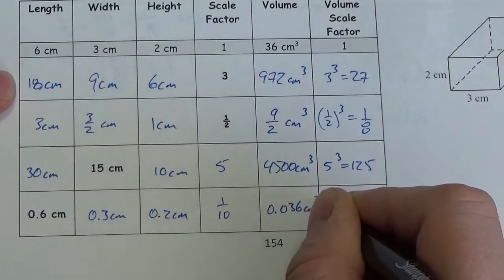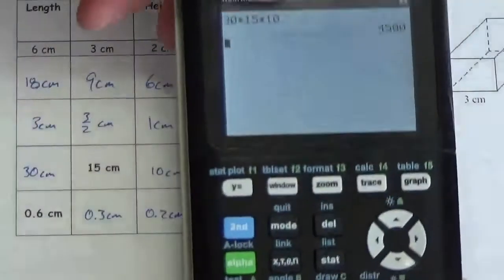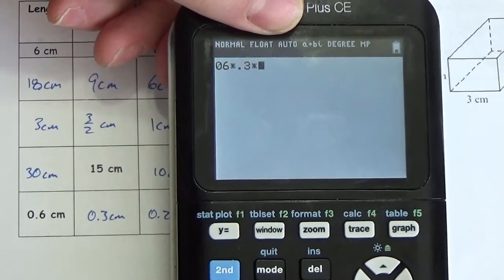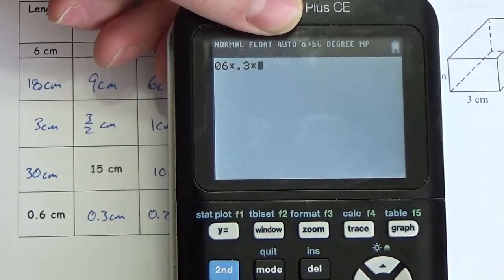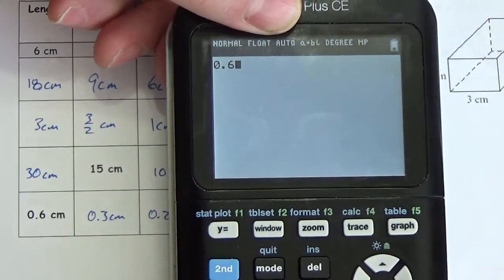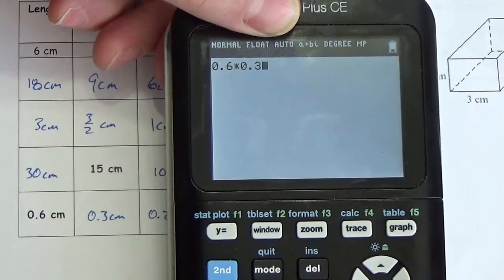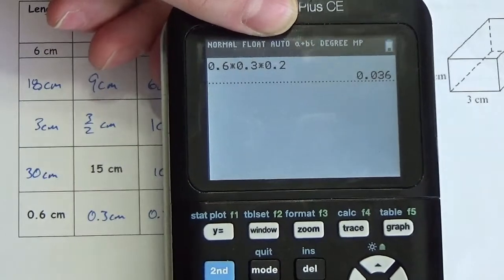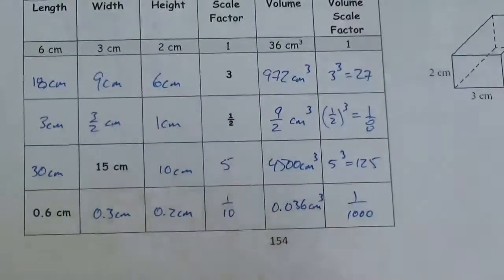0.036 centimeters cubed. Now let's just double check that. When I multiply 0.6 times 0.3 times 0.2, whoops, no, that's not going to work. 0.6 times 0.3 times 0.2, do I get that? And I do, 0.036 centimeters cubed.